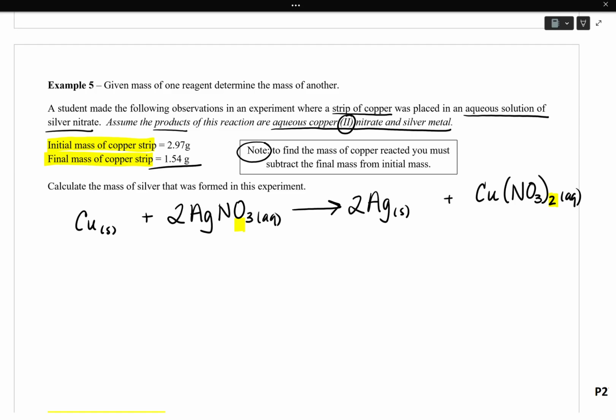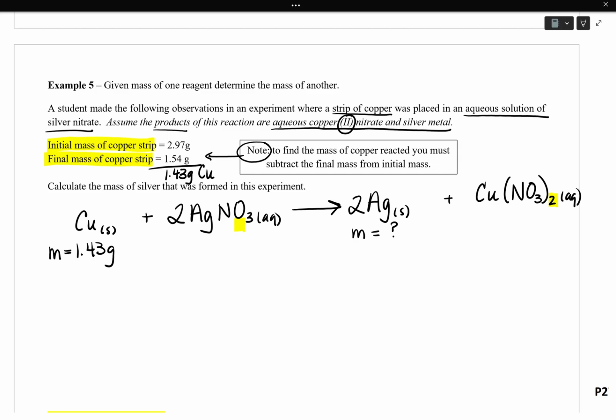So 2.97 grams, and we're going to subtract from that 1.54 grams. We are going to get 1.43 grams of copper. So we can take that mass now: mass of our copper is equal to 1.43 grams. They want us to solve for the mass of our silver. So under our silver on the product side, we're going to put a question mark.